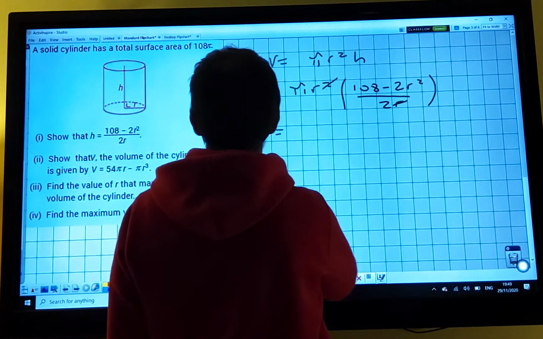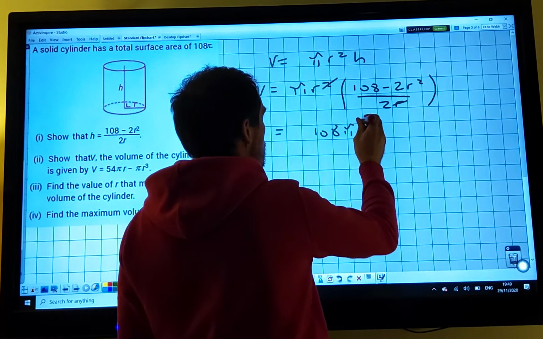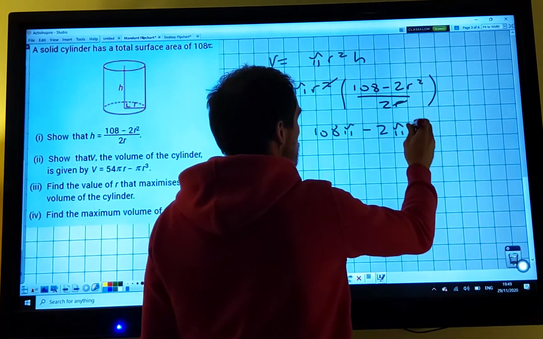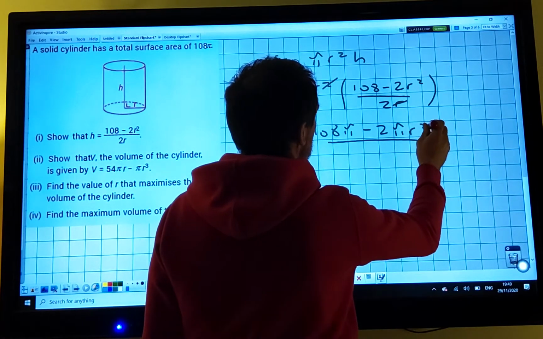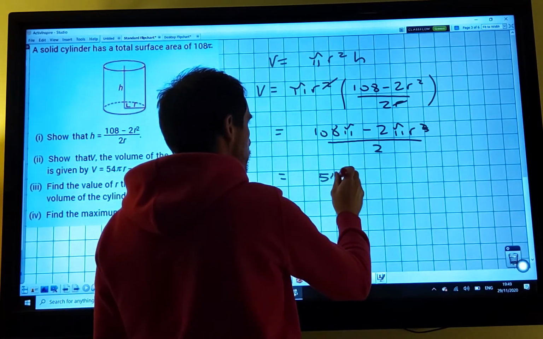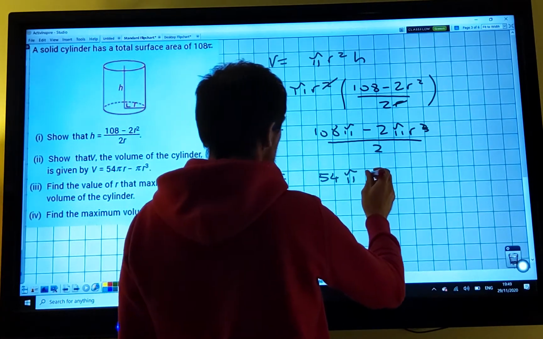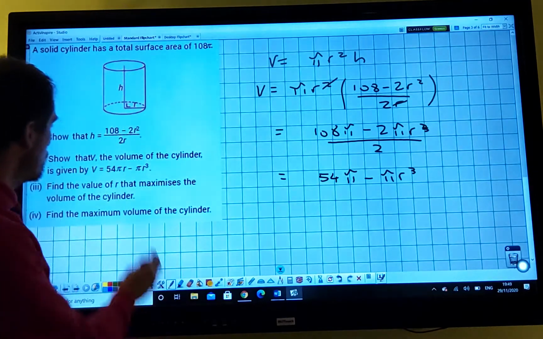So now what you have here is 108 pi minus 2 pi r squared, or cubed, sorry, multiplied by the r, divided by 2, and that gets me 54 pi minus pi r cubed, which is what you want here.